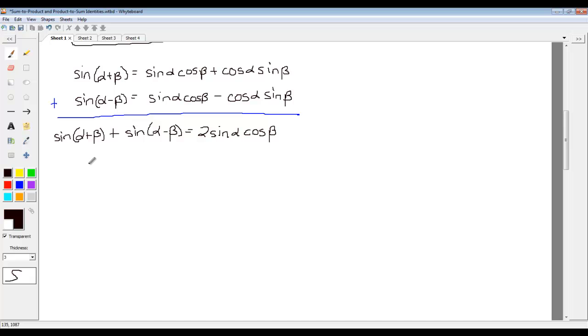Divide both sides by 2 and you have your product to sum. Sine alpha cosine beta, that's your product, equals 1/2 of sine alpha plus beta plus sine alpha minus beta. So there's your third one.